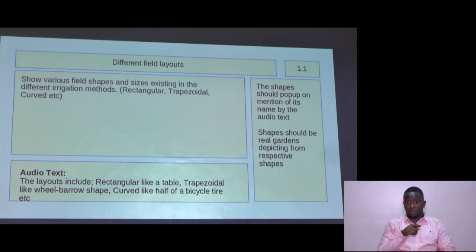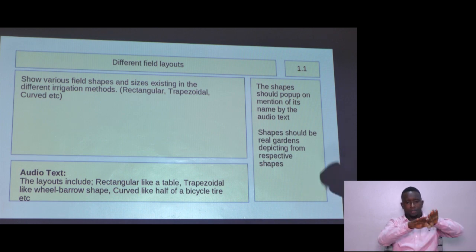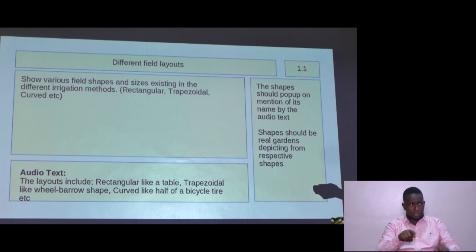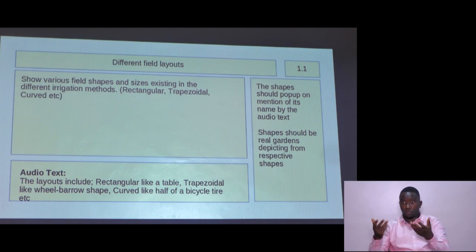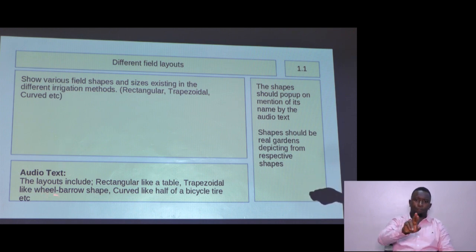So this person who is not able to see the shapes on the screen is hearing it in words. The layouts include rectangular, like a table. So if you're blind and you hear a table is rectangular, you will hear the shape. And then we have trapezoidal. We had a little bit of a brain teaser on how to get objects that are in a trapezium form, but at the end, we got a wheelbarrow shape, which I think is something like a trapezium.